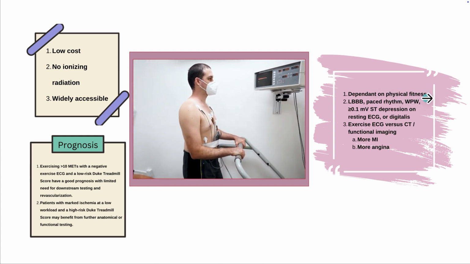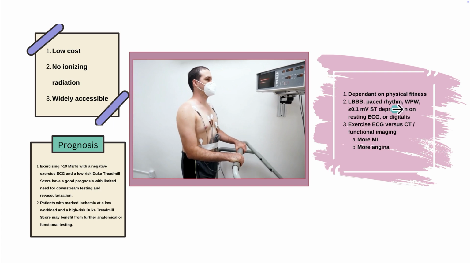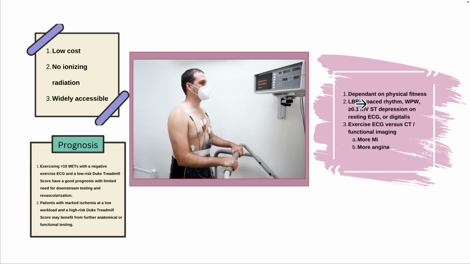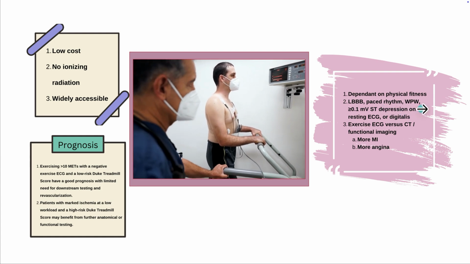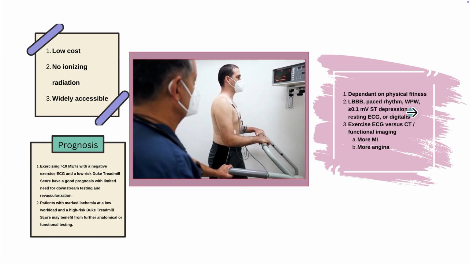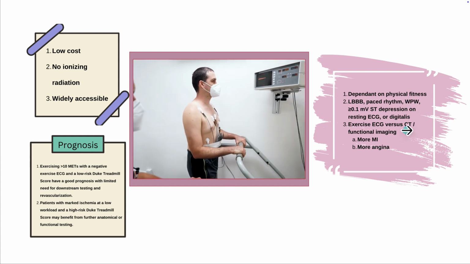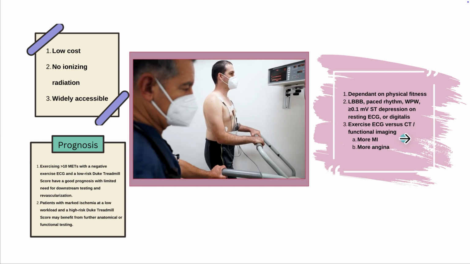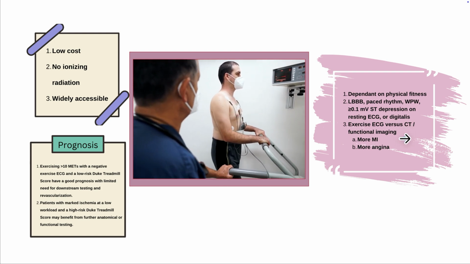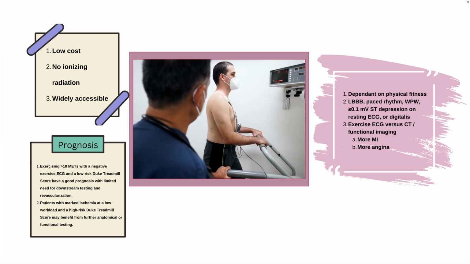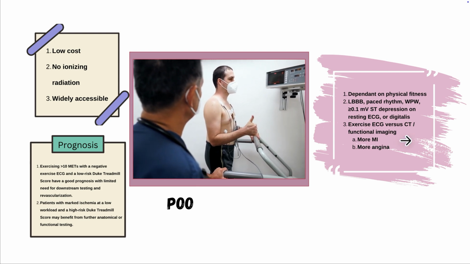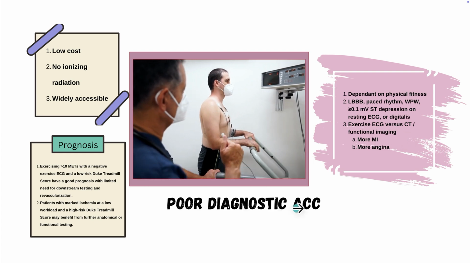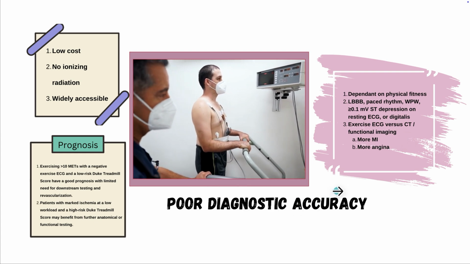You need a physically fit patient to go for the test. You need a patient with normal resting ECG without bundle branch block, paced rhythm, pre-excitation, ST depression at rest, or taking drugs. And the other issue is that if we compare exercise ECG versus CT scan or functional imaging, the strategy of exercise ECG will end up in more myocardial infarctions and more angina. This is because of the poor diagnostic accuracy of exercise ECG.